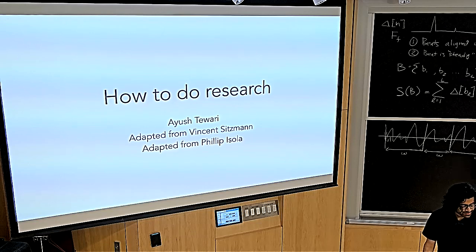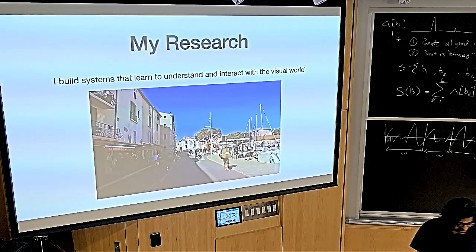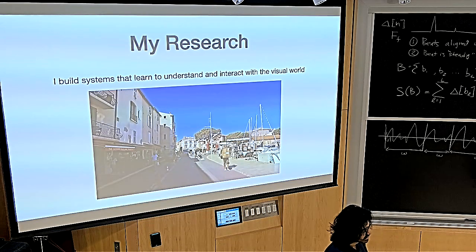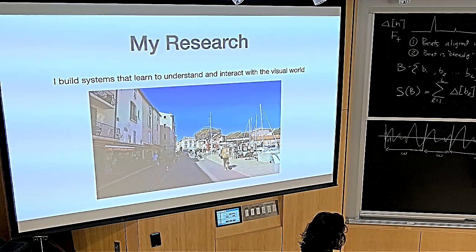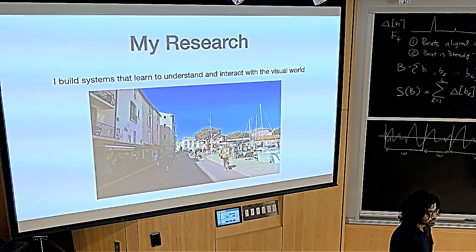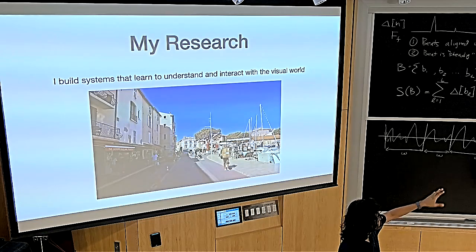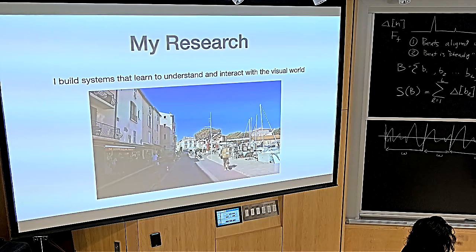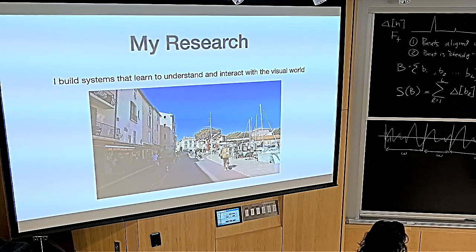Okay, let's get started. Here's a brief overview of the research that I do, which I think aligns very well with what you have been studying in this lecture. I build systems that learn to understand and interact with the visual world. Given this single image, a photo taken from a car in the south of France, where some person is driving, I just took a snapshot from a video.